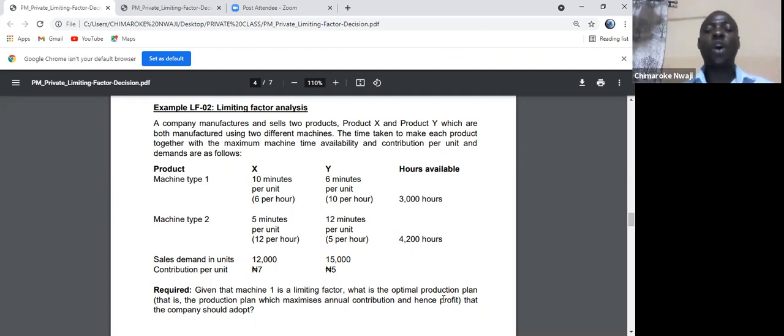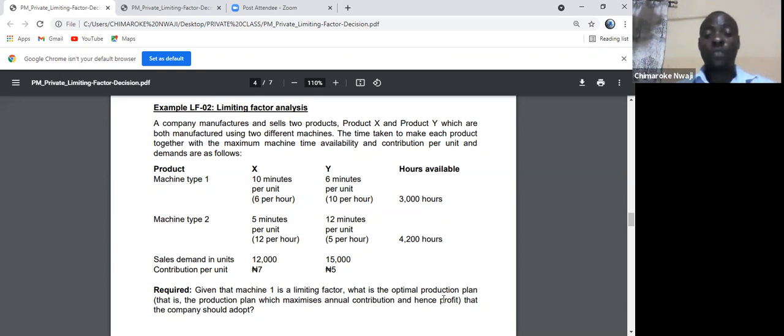What is the optimal production plan? Now, did you notice here that optimal production plan is our step 6? So it means that when you want to climb a step, you can't jump to step number 6 without following step 1 to 5. So if you are asked to do step number 6, know that you do the whole step.